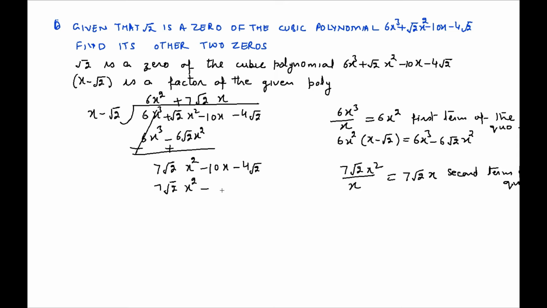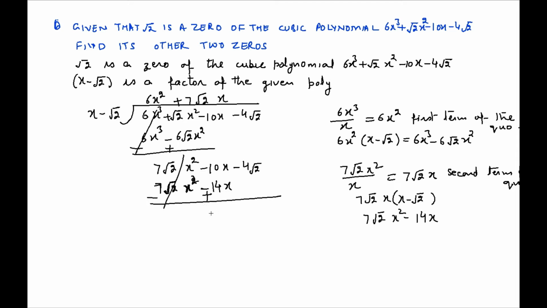Now you have 7 root 2 x square minus 10x minus 4 root 2 as a new dividend. So divide 7 root 2 x square by x. We'll have 7 root 2 x. That is the second term of the quotient. So write 7 root 2 x as the second term of the quotient and multiply this with x minus root 2. So 7 root 2 x when multiplied by x is 7 root 2 x square minus 14x. So write 7 root 2 x square minus 14x. So first change the sign. First term will be cancelled.